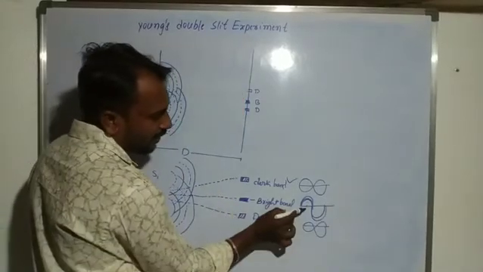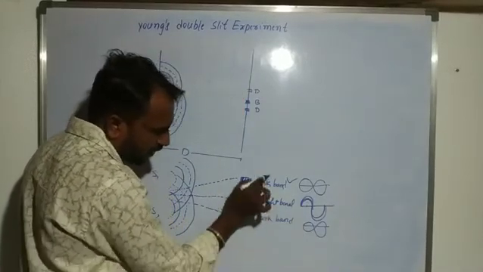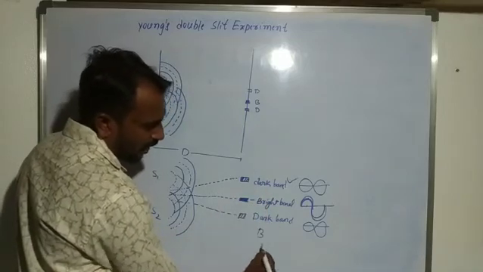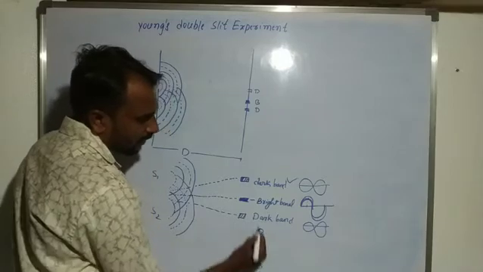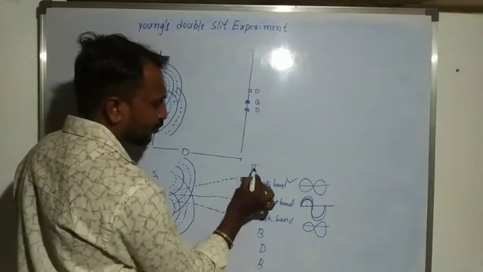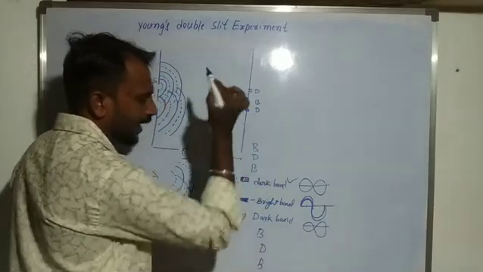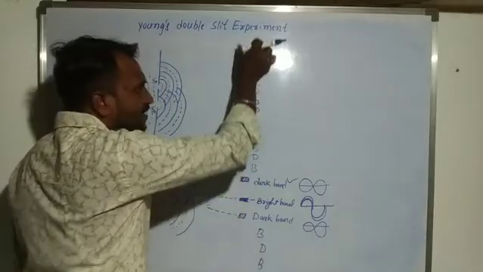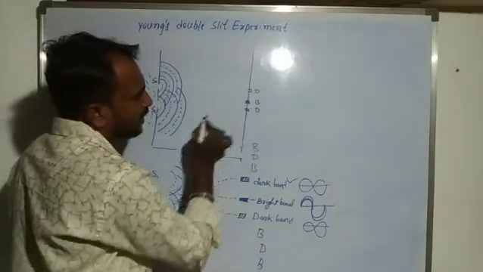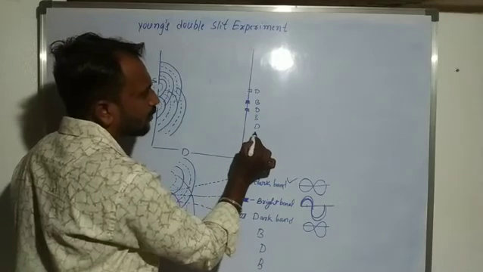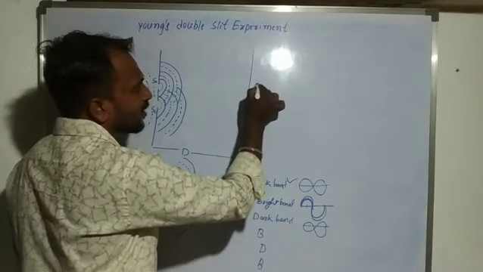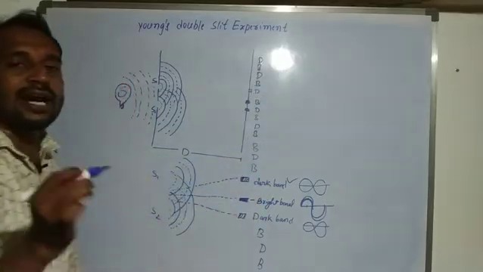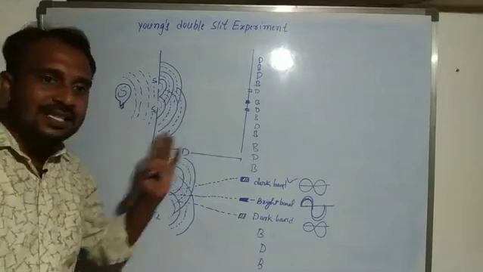Okay, so at the center we get a bright band, and afterwards, on both sides, we get a dark band. Again we get a bright and a dark, bright and a dark. The same thing here also: bright, dark, bright and dark. So continuous bands are arising on a screen. In the same way, center bright, dark, bright, and on the other side also we get bright, dark. It means alternate bright and dark bands appear on a screen.